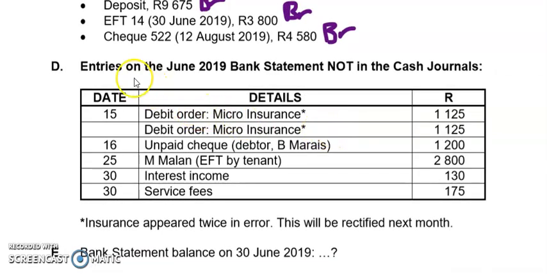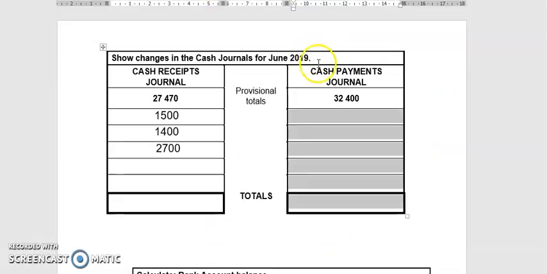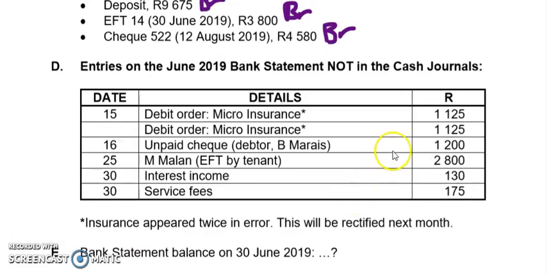Alright, then we've just got these last few. Debit order. Now the following entries in the June bank statement, not in the journal. So if it's in the bank statement, not in the journals, go and enter it in the journal. The debit order for micro. Debit order is a payment. Go and enter it in the CPJ. So you just go to the CPJ and enter here 1125. But remember, there was a double entry, so this is done, but this will go in the bank recon. Remember, if it's a CPJ double entry, put it as a credit on the bank recon, right?